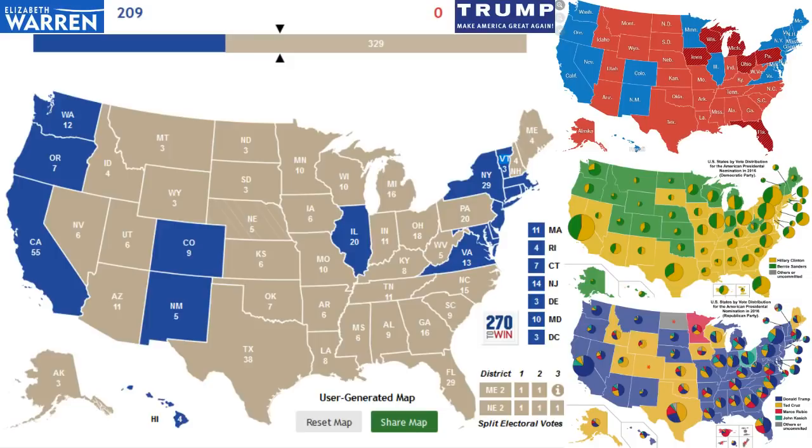Now moving on to the safe states for Donald Trump. Although pretty much all of these states we would see as being more competitive between Warren and Trump than what we had between Clinton and Trump, we still feel like these are going to be pretty safe states, and they're generally Republican states at the end of the day as well.